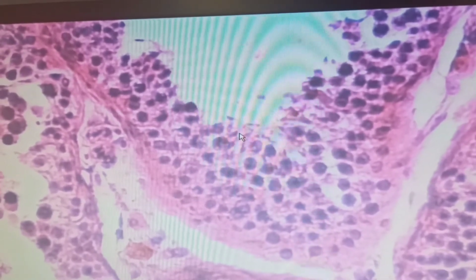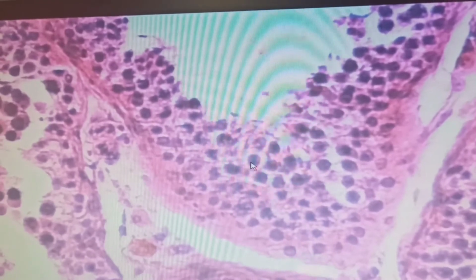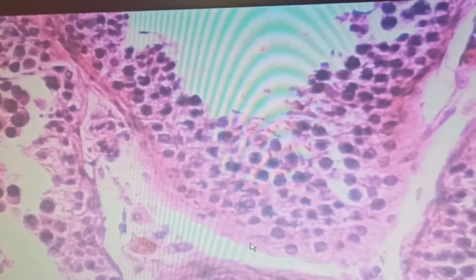Within the spermatogenic epithelium or the germinal epithelium, we have different types of cells, spermatogenic lineage and one Sertoli cell. Sertoli cells have a light staining nucleus. You can see one of them here. Let me magnify it more.